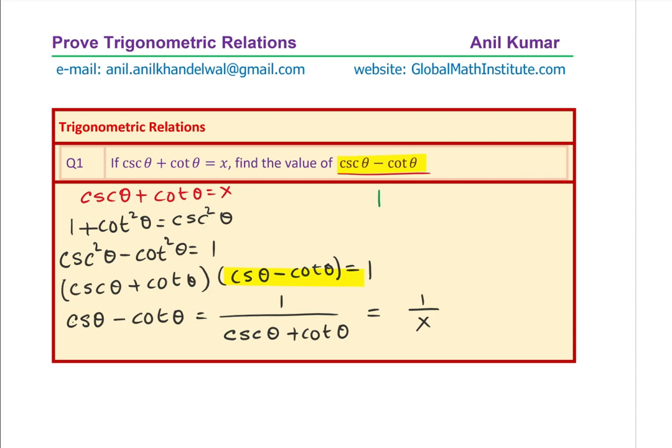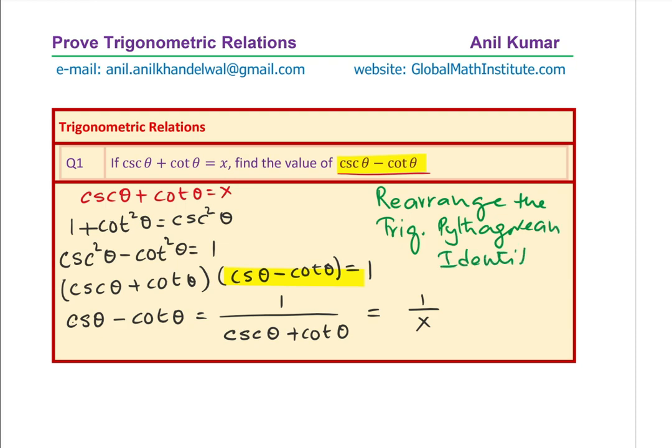So basically the strategy, you understand, is rearrange the trig Pythagorean identity, exactly like this. You have to follow some changes and you'll get the result.